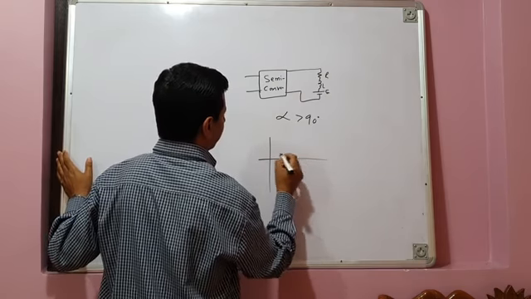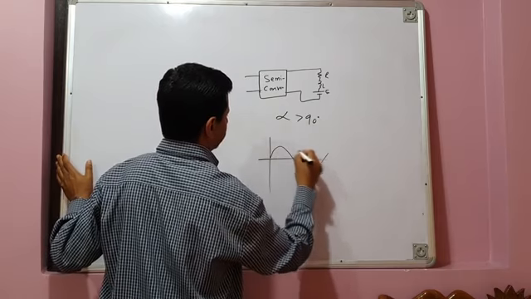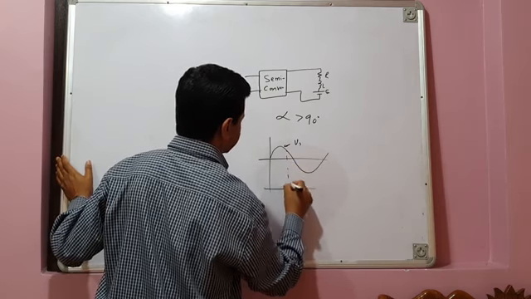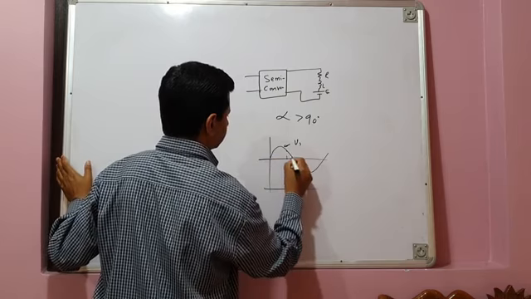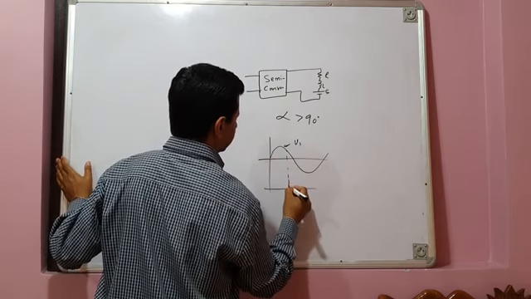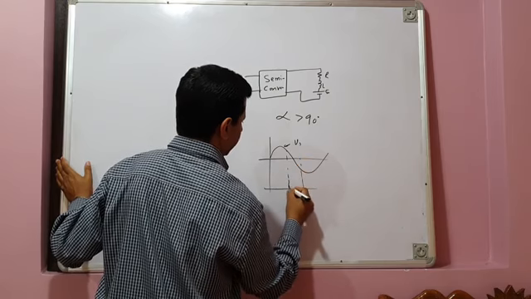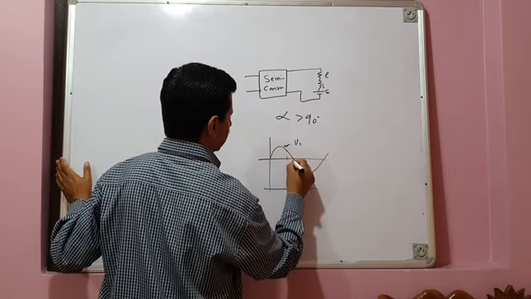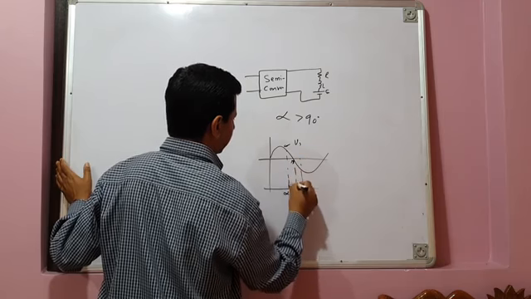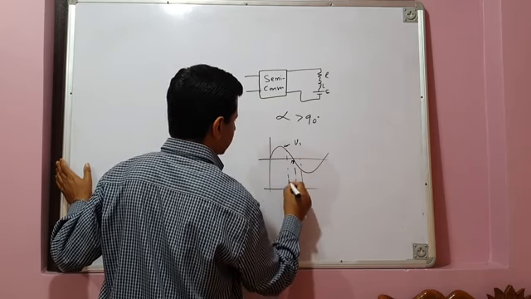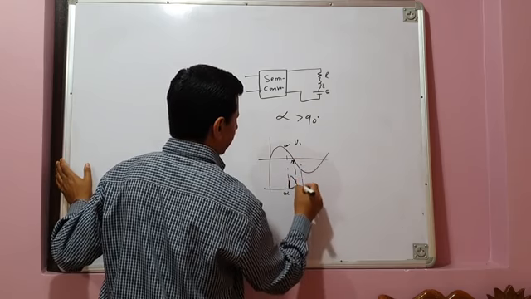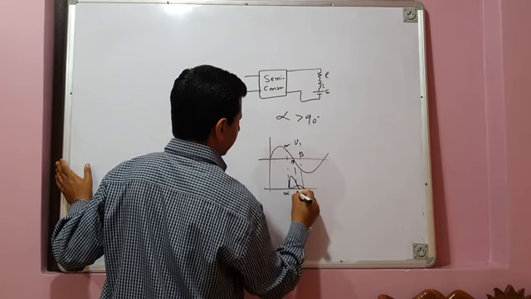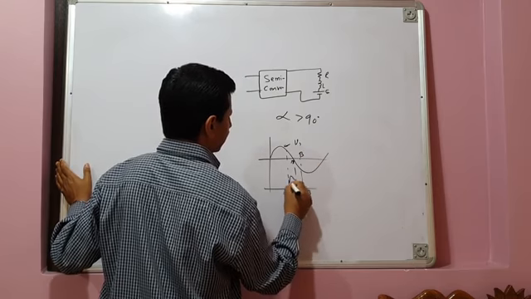Because for inversion mode of operation, alpha greater than 90 degrees, say for example, this is your source voltage and alpha is greater than 90 degrees, your load voltage is something like this. The current will rise and it will fall. So from alpha to pi your load voltage is this positive segment of voltage, and from pi to beta it is a small negative segment of voltage.